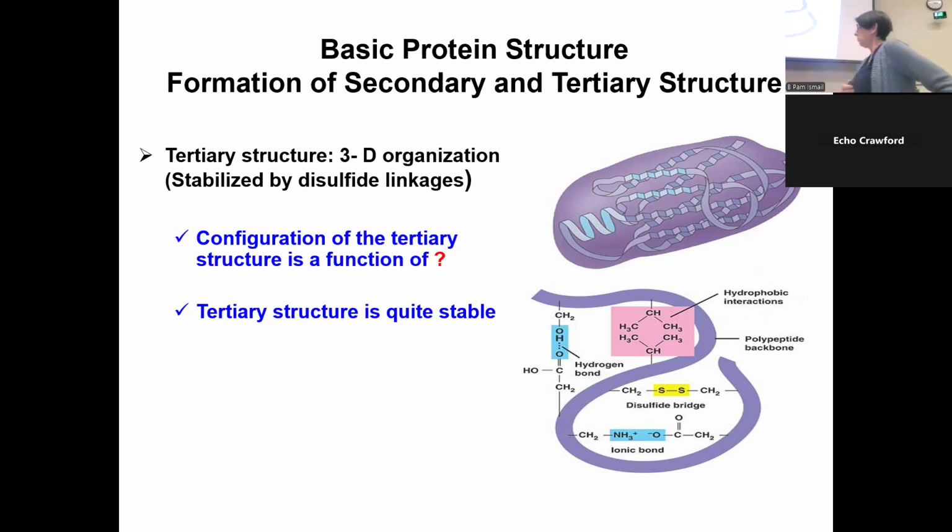Okay. The next level of the structure is tertiary structure. And we're going to talk about that. All sorts of bonding can happen to stabilize tertiary structure.